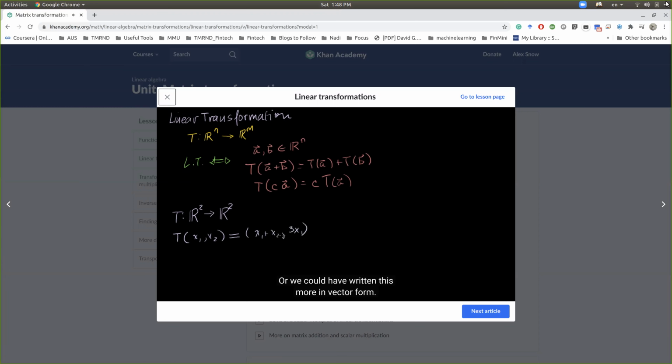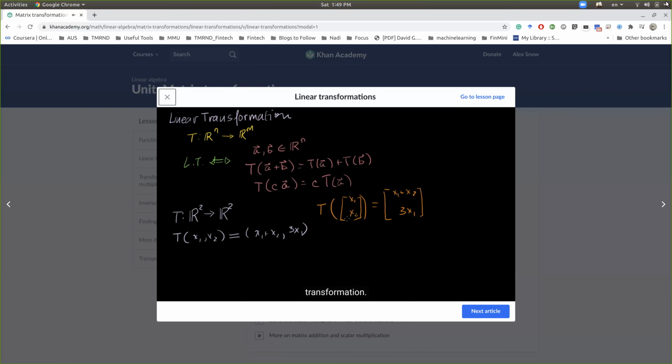second tuple. And we could have written this more in vector form. This is kind of our tuple form. It's good to see all the different notations that you might encounter. You could write that a transformation of some vector x, where the vector looks like this, x1, x2, equals some new vector, x1 plus x2, and then the second component of the new vector would be 3x1. That's a completely legitimate way to express our transformation.